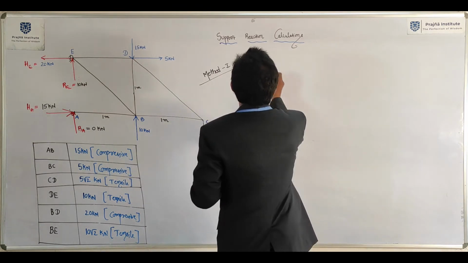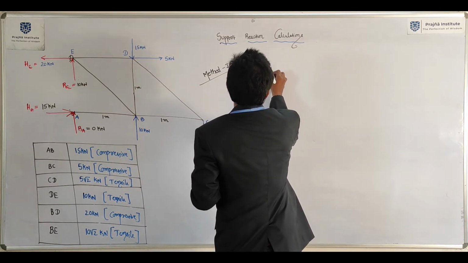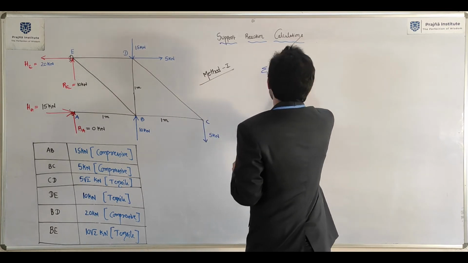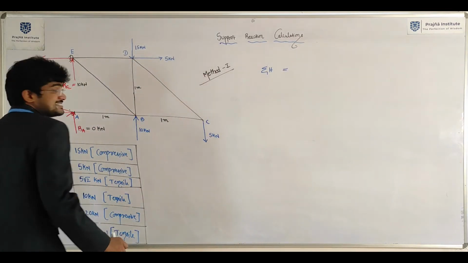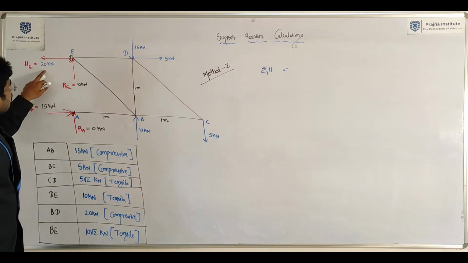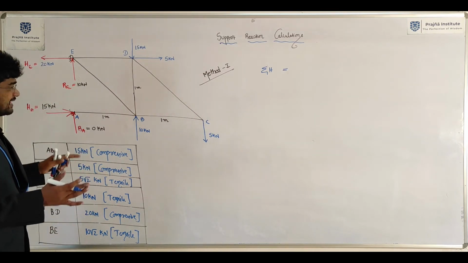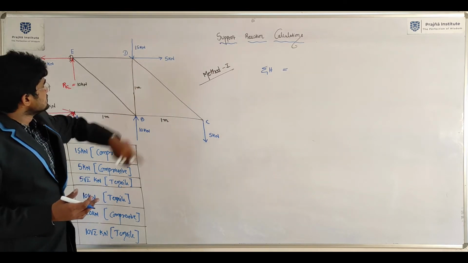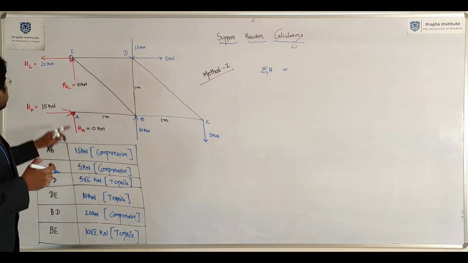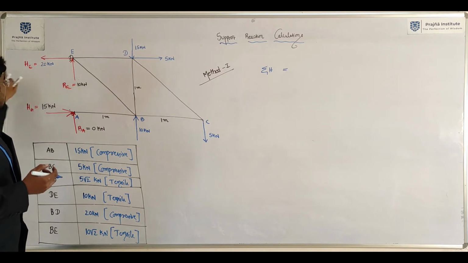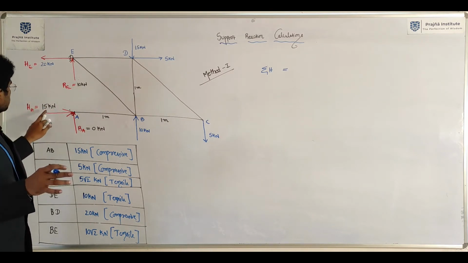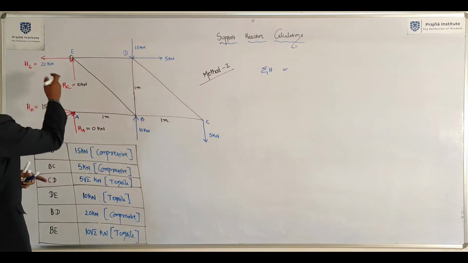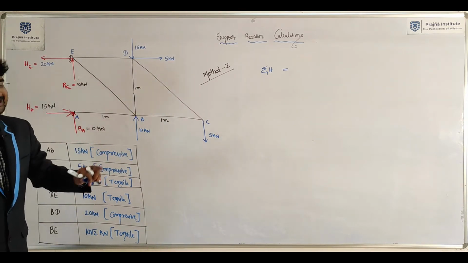See, sigma H equals 0. What is sigma H? Tell me first. Sigma H expression. Right side positive, left side negative. Sum of the left forces: 20 kilonewton left. Right: 15 plus 5, 20 kilonewton. Both are balanced.